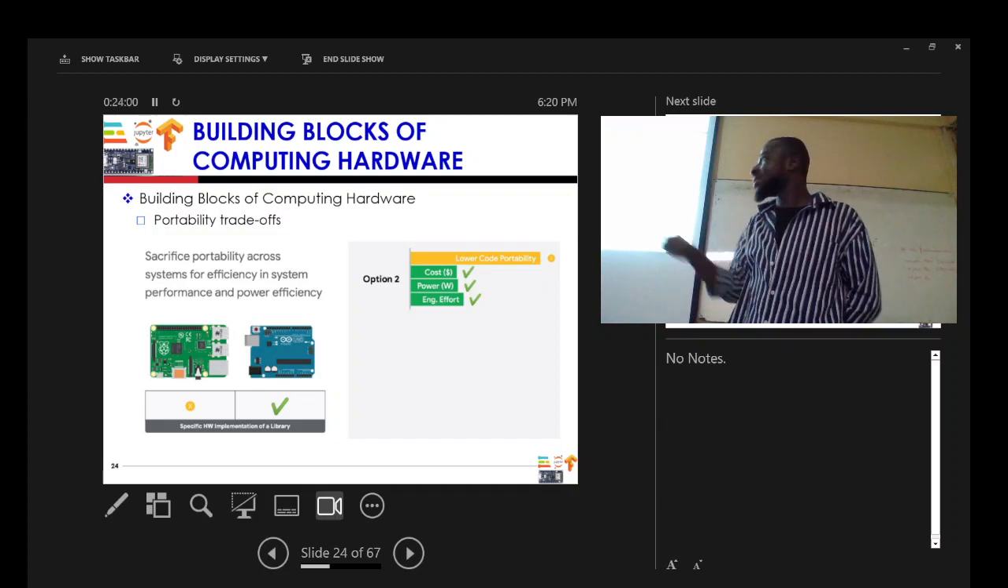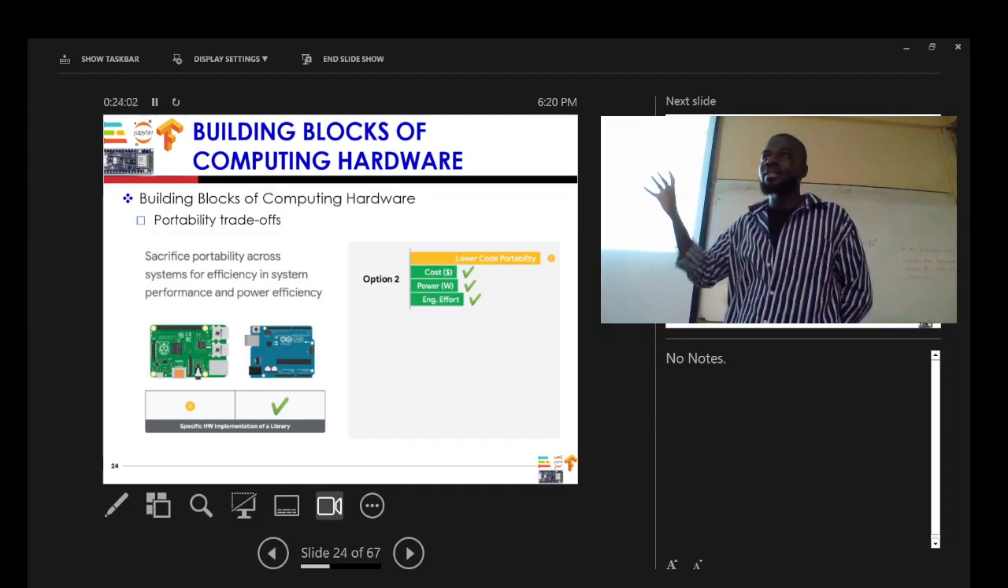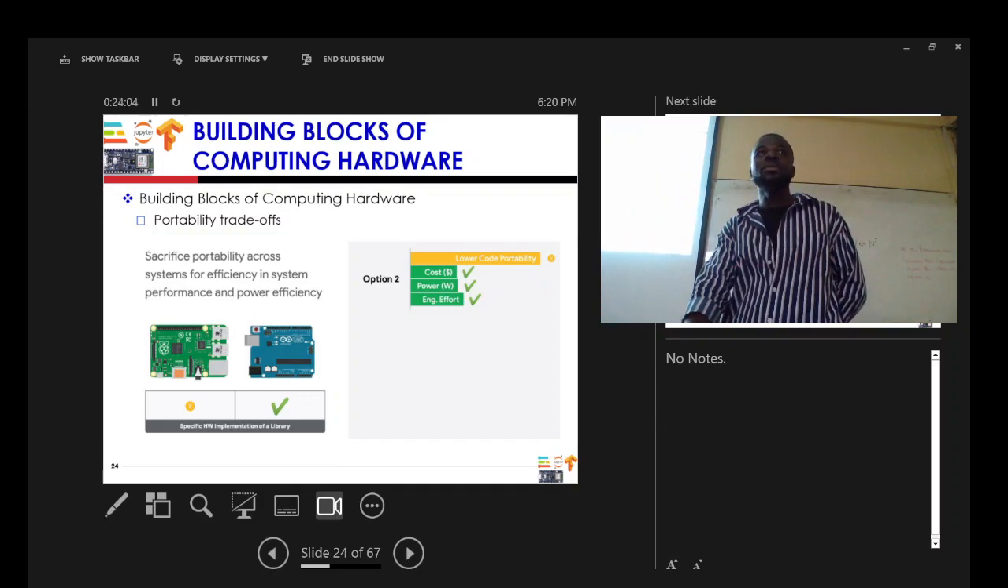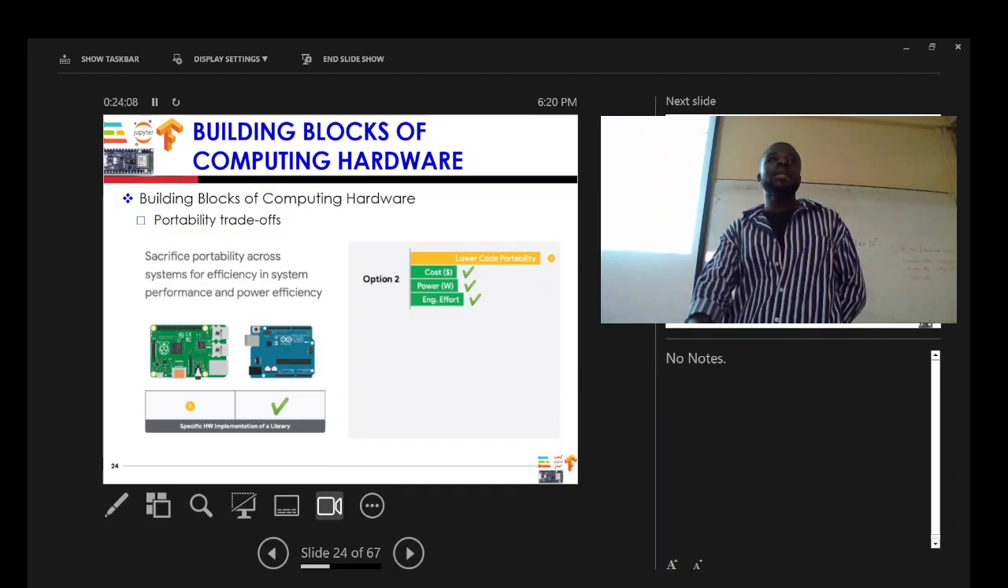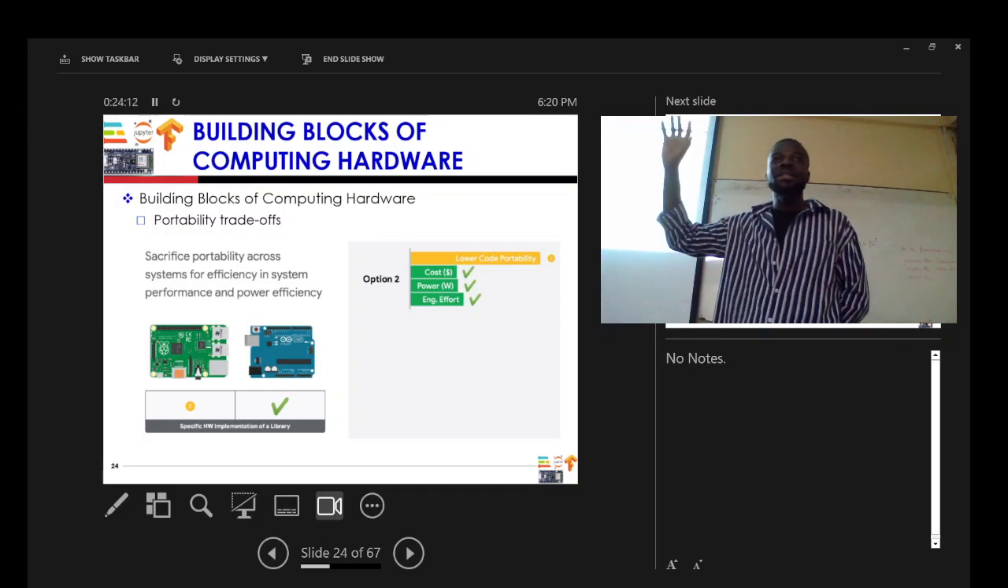But with these Arduino codes, you can't do that. Understood? They are hardware specific. Any other question?